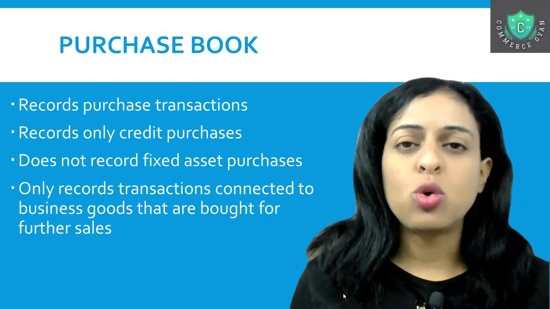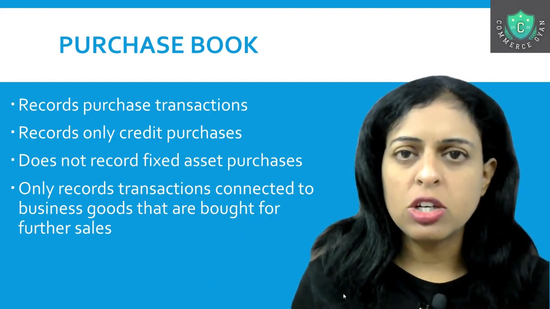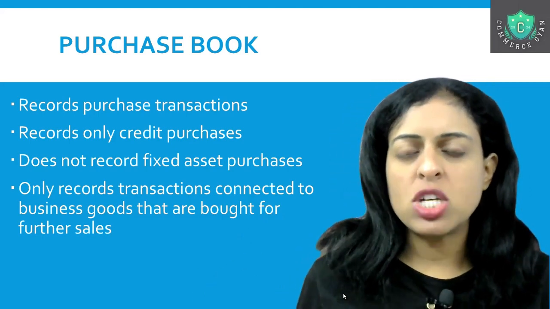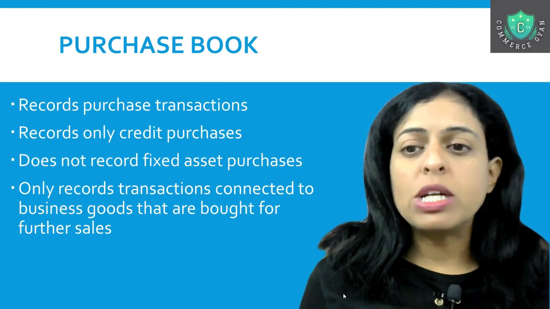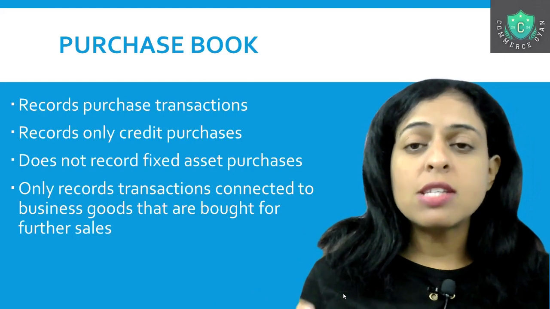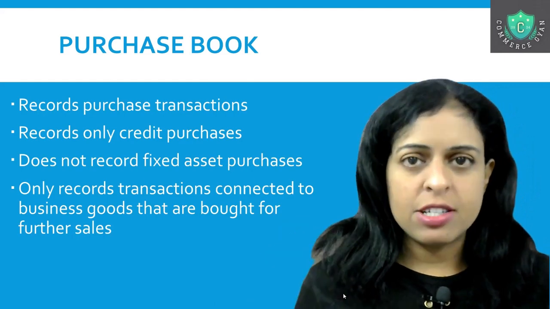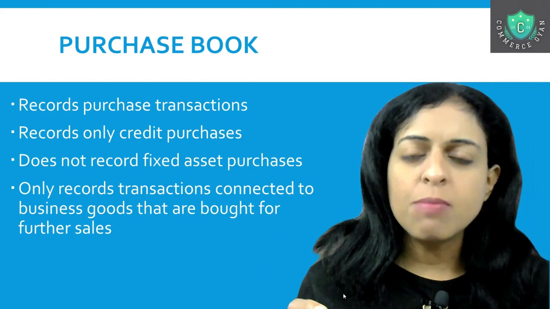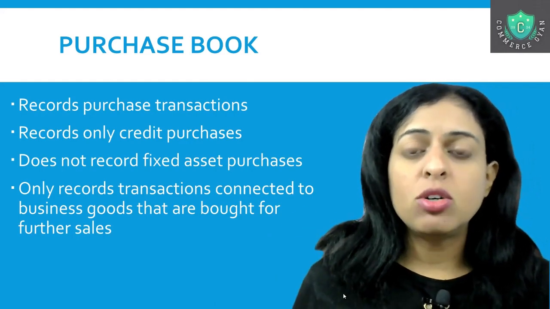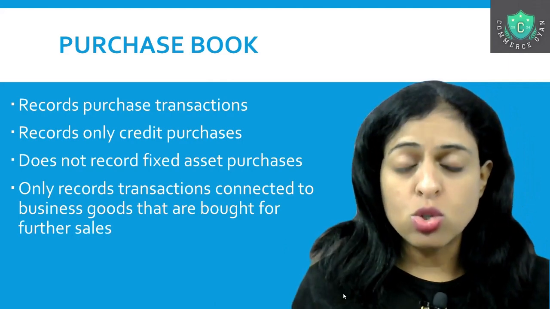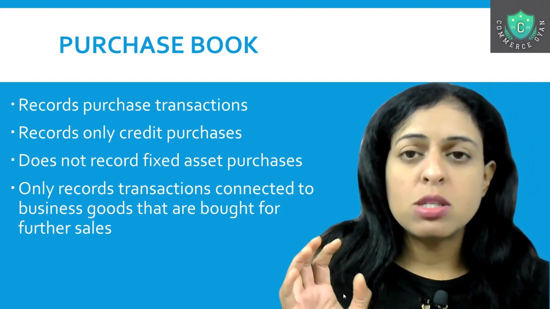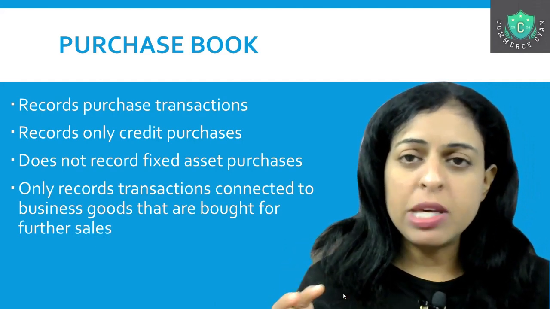Now we are going to talk about the purchase book. As the name suggests, it is connected with purchases only. Now remember that these are purchases on credit. That means if a business has bought some goods on credit, that means it has still not made the payment towards those goods, then the purchase book will be useful for that purpose.